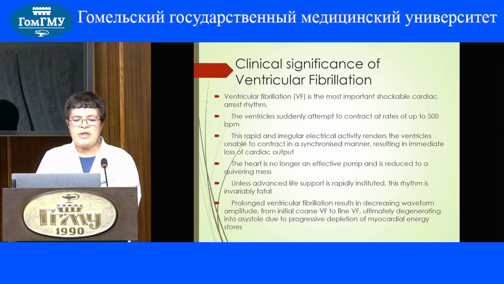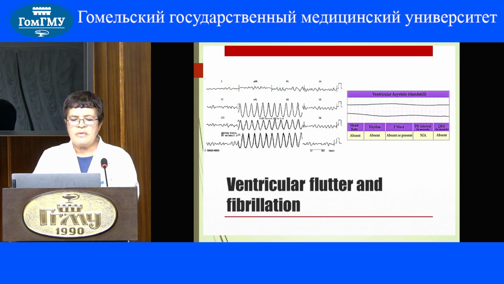Prolonged ventricular fibrillation results in decreasing waveform amplitude from initial coarse ventricular fibrillation to fine ventricular fibrillation, ultimately degenerating into asystole due to progressive depletion of myocardial energy stores. Ventricular flutter and fibrillation can lead to the development of ventricular asystole, in which heart rate is absent, rhythm is absent, P wave absent or present, sometimes the PR interval we cannot identify. QRS complex is also absent.